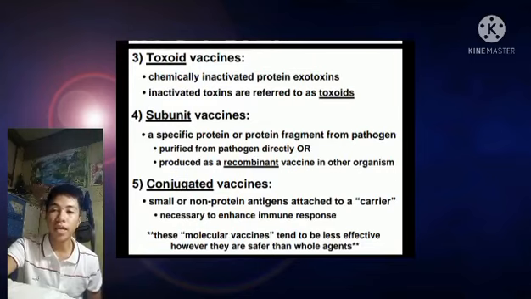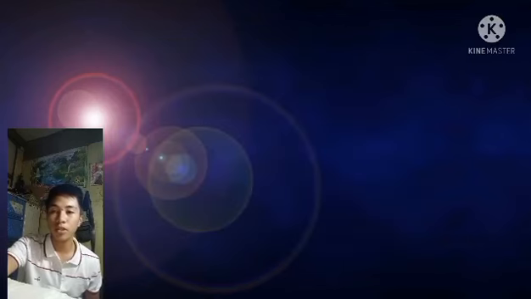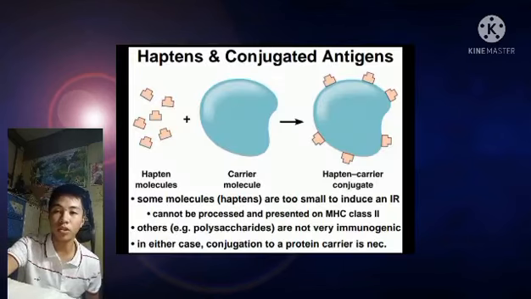Subunit vaccines: a specific protein or protein fragment from the pathogen, purified from the pathogen directly or produced as a recombinant vaccine in other organisms. Conjugated vaccines: small or non-protein antigens attached to a carrier, necessary to enhance the immune response. So these are the haptens and conjugated antigens.